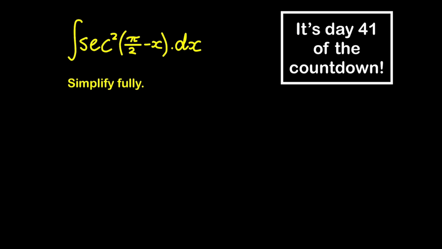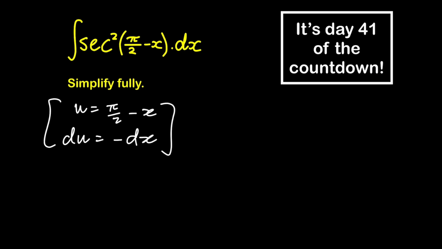Okay, so let's solve this integral. So first off, we're going to use u substitution. We let u equal to what was in our trig function. So that's pi by 2 minus x. So that means the derivative of u in terms of x is negative 1. So now re-expressing this integral in terms of u, we get the integral of negative secant squared of u du.